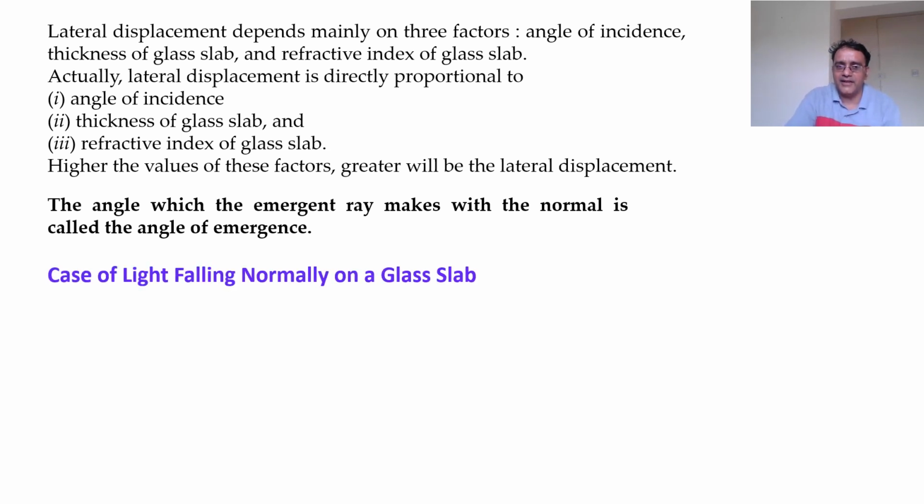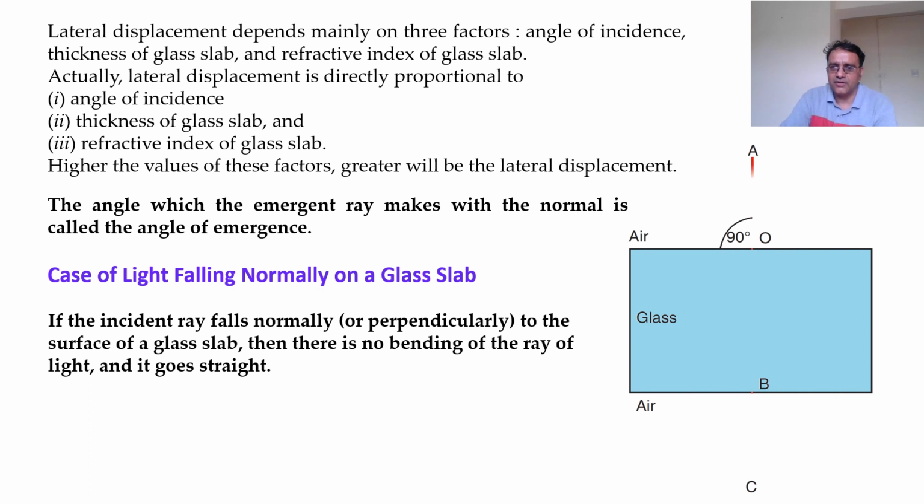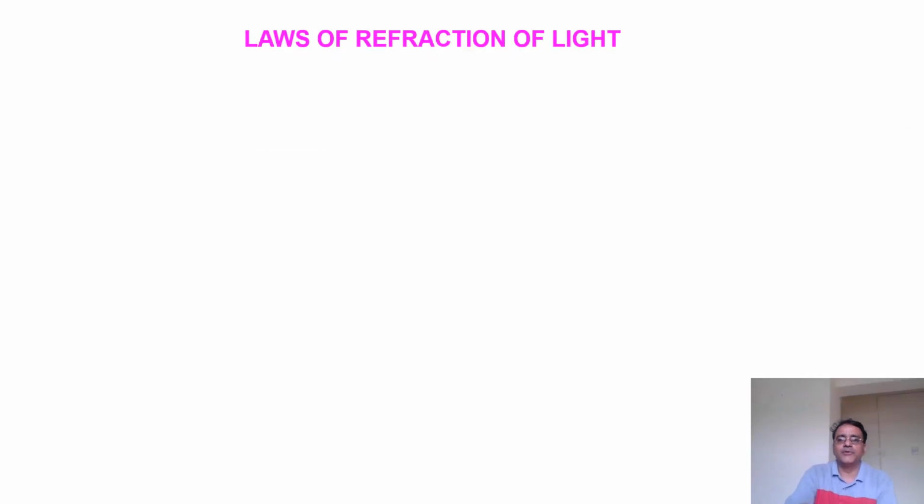Now the case of light falling normally on the glass slab. If the incident ray falls normally, or perpendicularly, on the surface of a glass slab, then there is no bending of the ray of light. It goes straight. Okay, so O is the incident ray. It will go straight. Again, at the second incident point also it is incident perpendicularly, so it will go straight. Right?